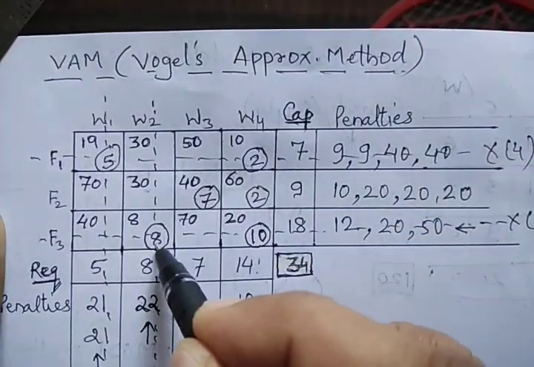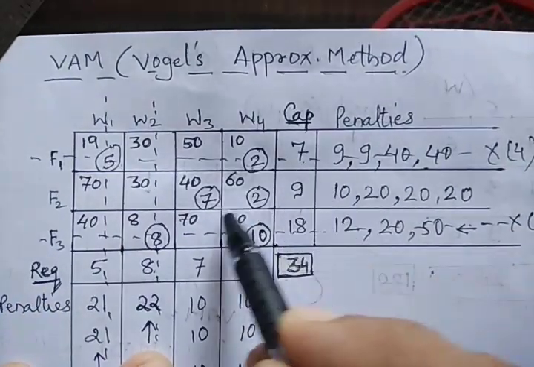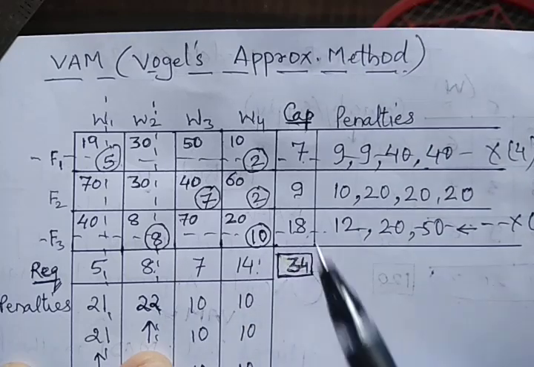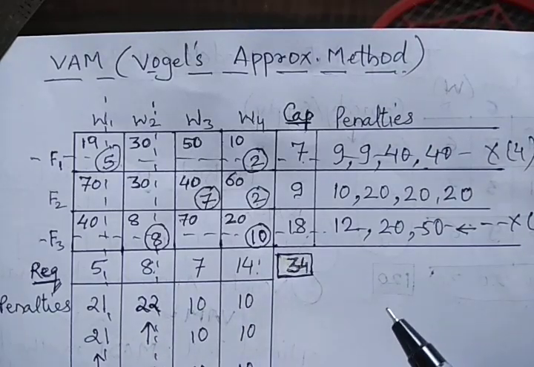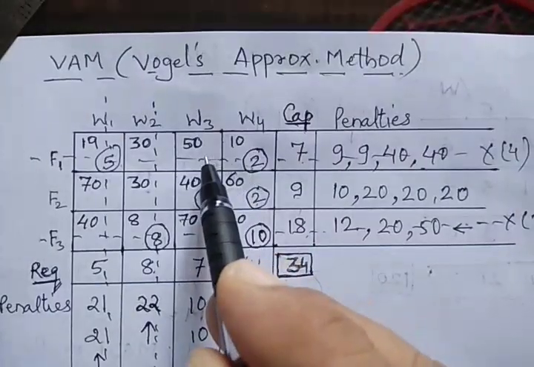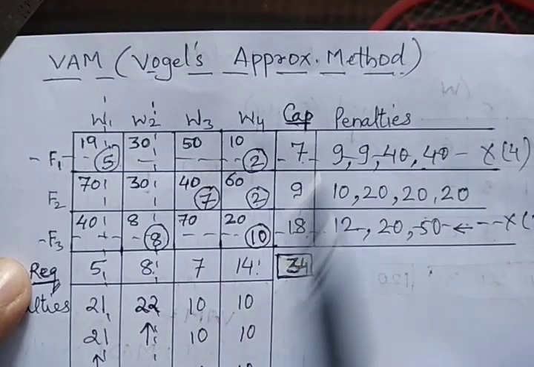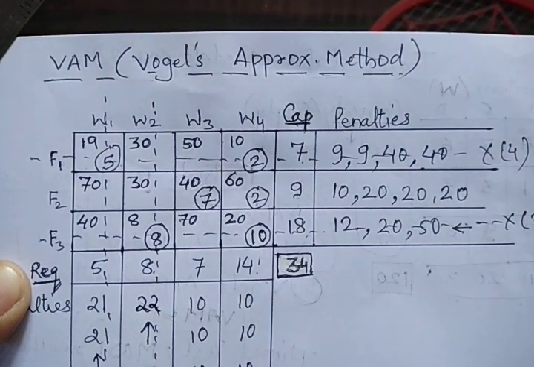14. This is 7. This is 8. Check the requirements and capacities. 5 plus 2 is 7. 7 plus 2, 9. 8 plus 10, 18. So this is how we do the penalties. We calculate the penalties. For example, sometimes if the costs are same, suppose smallest is 10, second smallest is also 10. In such cases, you have to take 10 minus 10. The penalty will be 0. Correct?